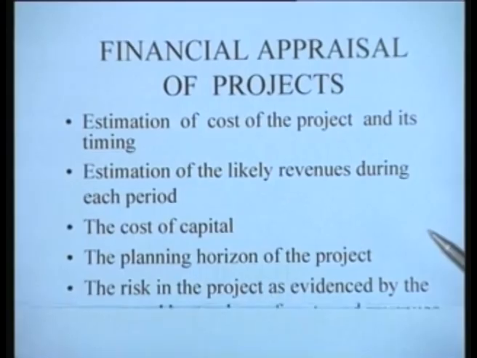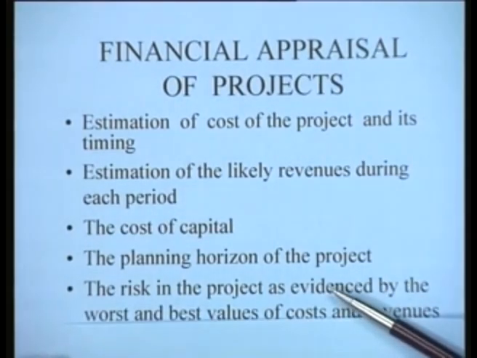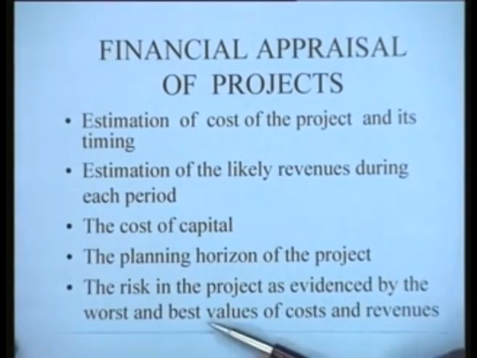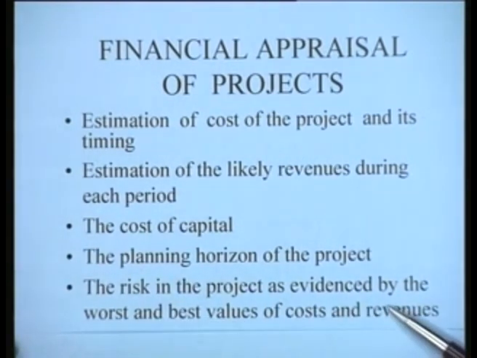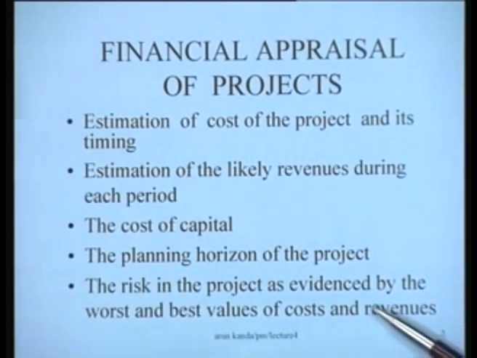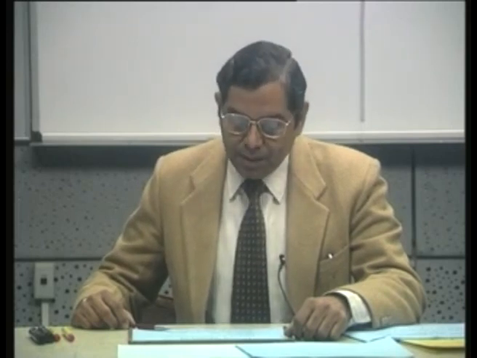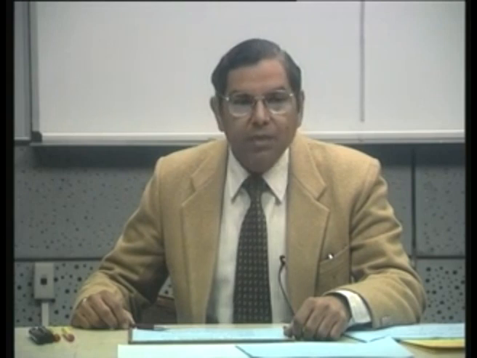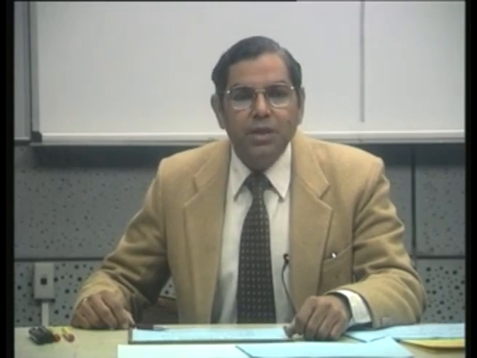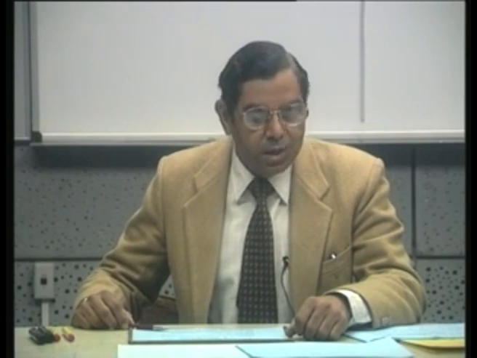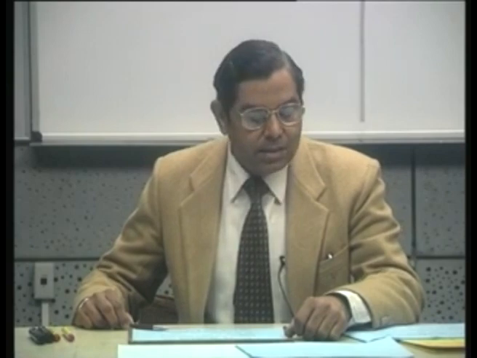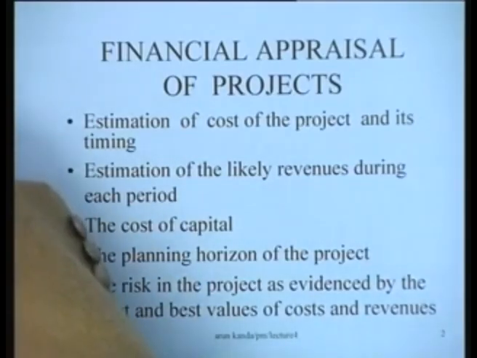What is the risk in the project, as evidenced typically by the worst and the best values of cost and revenues. You see, the implication of risk is that you are not very sure of what the revenues are likely to be. So what is typically done is one would estimate the best and the worst values and probably associate some probabilities with them so that you can know exactly what is the risk involved in the project. So this is very important.